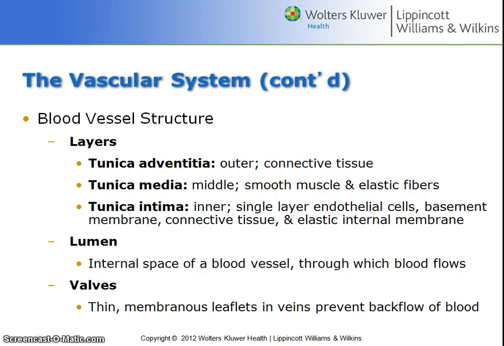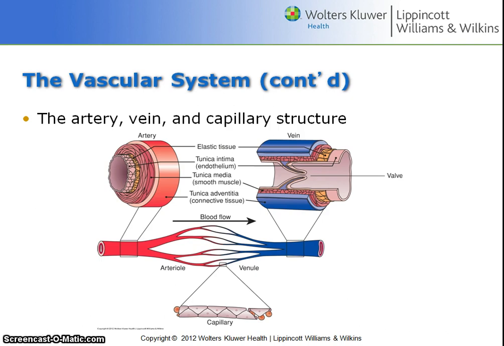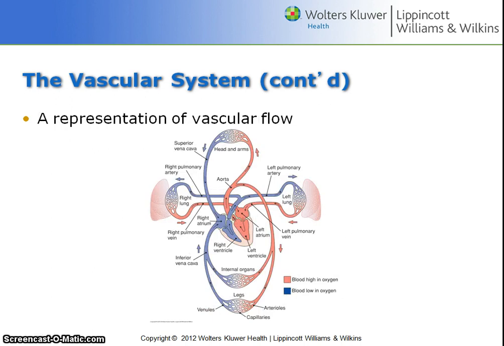Alright, blood vessel structure. Be sure you're familiar with the layers mentioned under there. The lumen is the internal space of a blood vessel through which the blood flows. The valves are membranous leaflets. These are what prevent backflow of blood. Your blood can only flow one way. So here's a diagram of those things just mentioned, and a diagram of vascular flow.